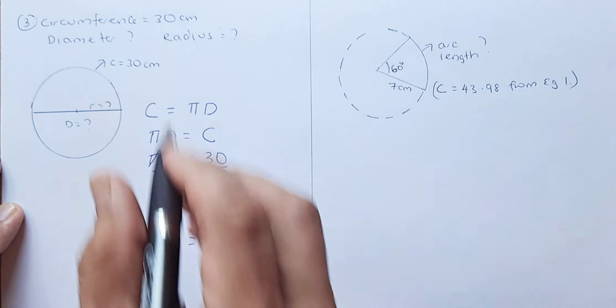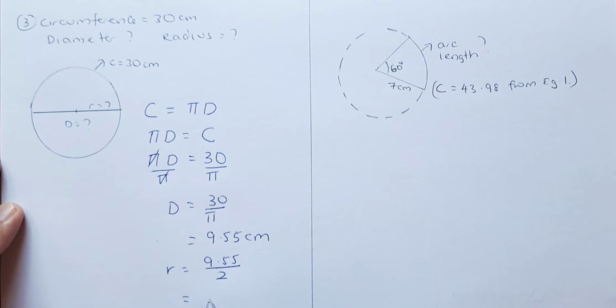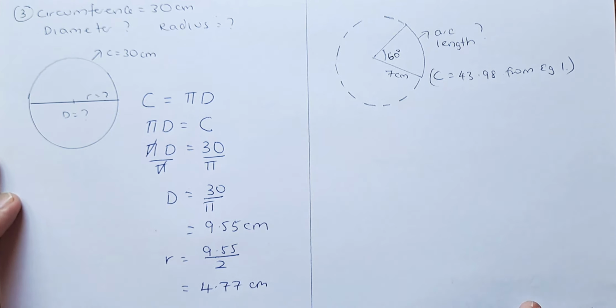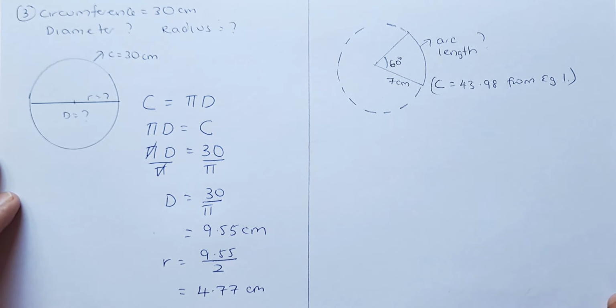And of course, you need to find the radius. The radius is going to be half the diameter, so you divide by 2, and the answer is going to be 4.77 centimeter. Great. Now we shall look at the last question.